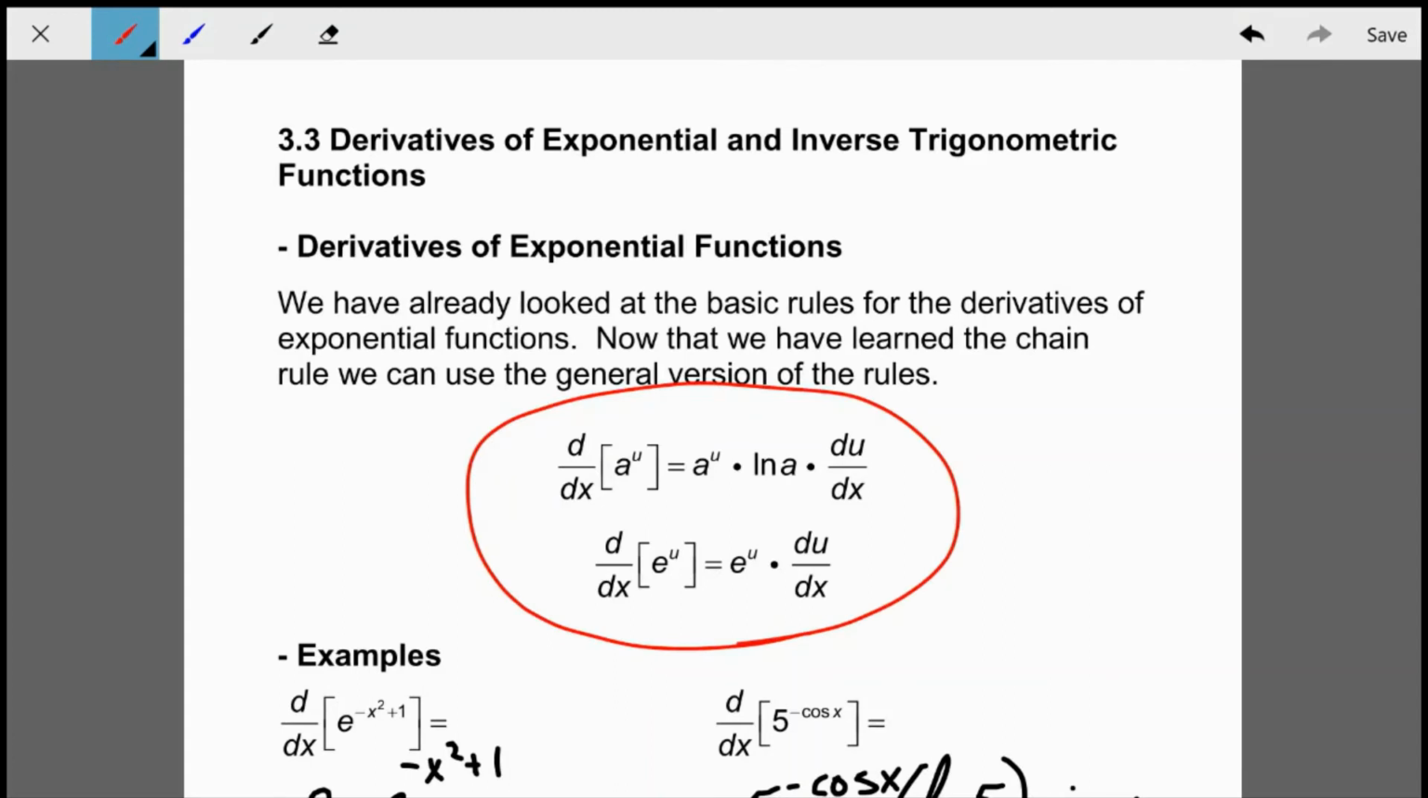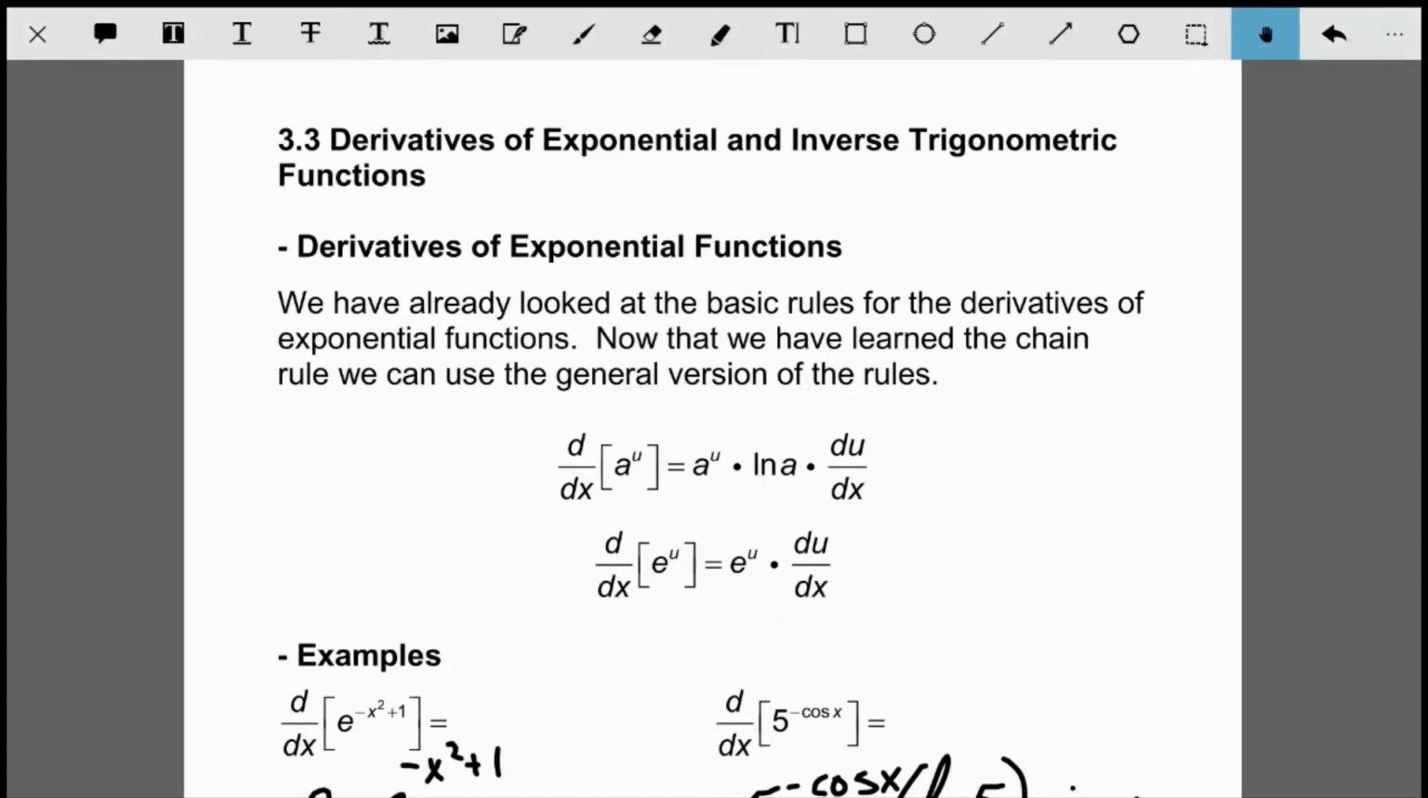So rather than having an exponent of an x, we can have an exponent that's any expression on both of those. So if a base a or a base e. And remember, base e is just a special case of having a base a. So even though there's two derivative rules there, it's really the same rule written two different ways. For this rule, the second one, natural log of a becomes natural log of e, which is just 1. Okay, so it looks like two rules, but like I said, really just one rule.